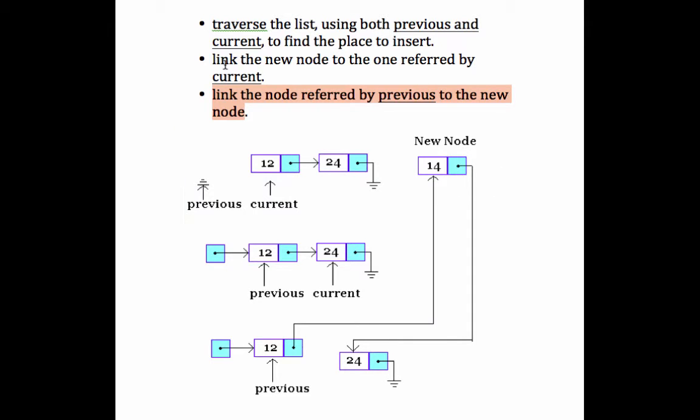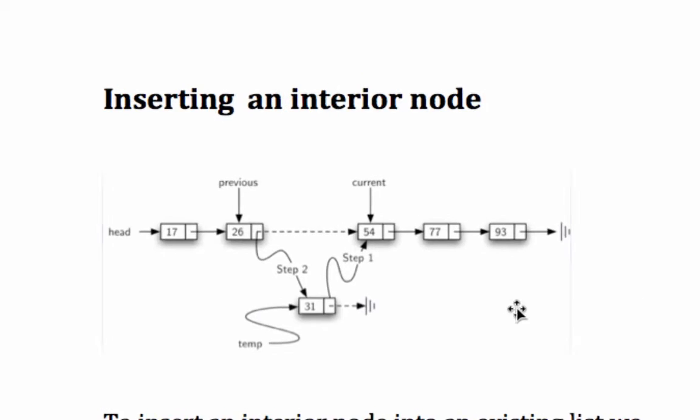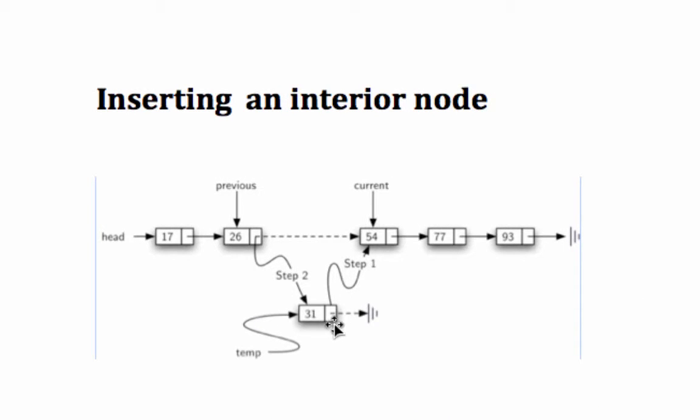Okay, now my second and my third step, using a different diagram, are called here first and second, because the diagram already shows the place of insertion. I traverse the list and I decide that 31 should go in between 26 and 54. So what is next? Connect, link the new node to the list. So I need to change this reference from being null to refer to the same thing that current is referring to. So 31 now is linked to 54.